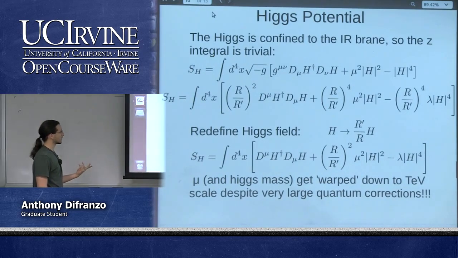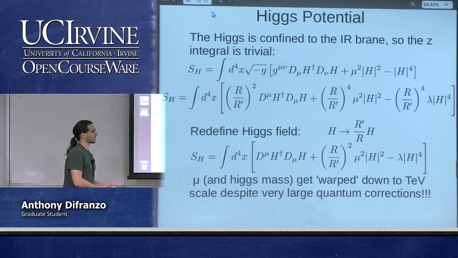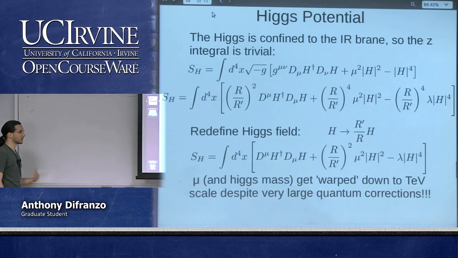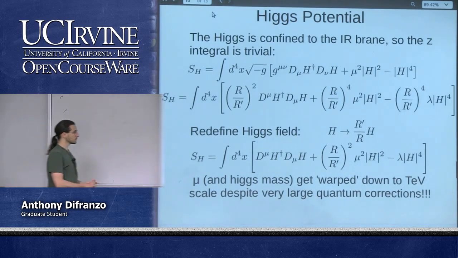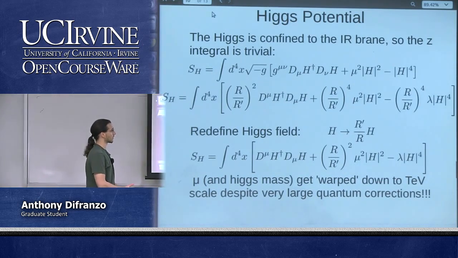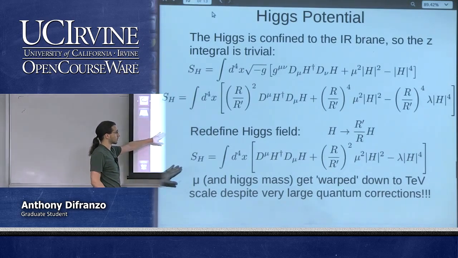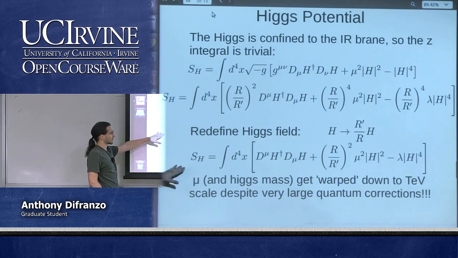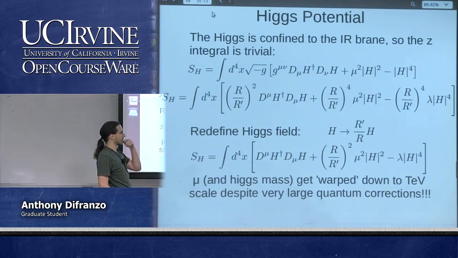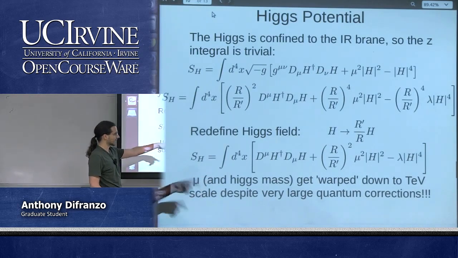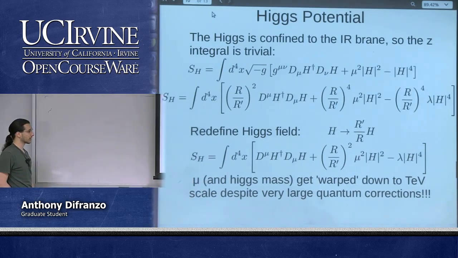Okay, so this looks a little messy. One thing that's kind of annoying is that my kinetic term is not canonically normalized. So I'll redefine my Higgs field such that it is canonically normalized. So I'll just multiply it by r prime over r, and I get this action at the bottom here. And I see that all the factors of r over r prime have disappeared, except for the one that corresponds to the Higgs mass, right? So mu here isn't the Higgs mass. This is, though, closely related to the Higgs mass.